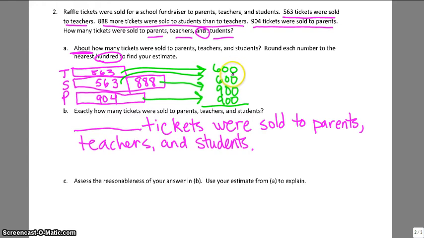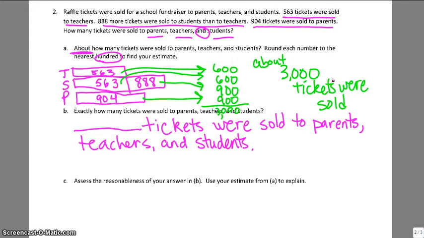Let me regroup these. I have 0, 0. 6 and 6 is 12. 12 plus 9 is 21. 21 plus 9 is 30. That gives me 3,000. So I would say about 3,000 tickets were sold.